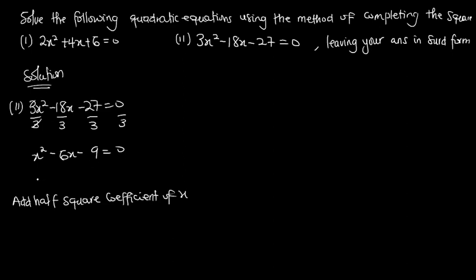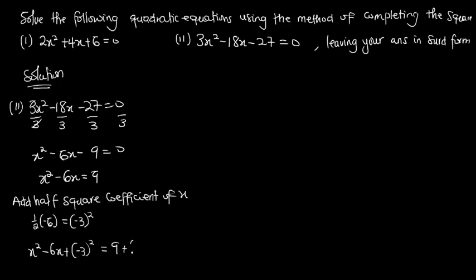Alright, so from here the next thing I need to do is to rearrange this equation. I write x squared minus 6x is equal to positive 9. I send the 9 to the other side of the equal sign. So from here I add half squared the coefficient of x. So half squared the coefficient of x means that I have here half of negative 6, which will give me negative 3, and then I square that. So I have here x squared minus 6x plus, in bracket, negative 3 squared is equal to 9 plus, in bracket, negative 3 squared over here.